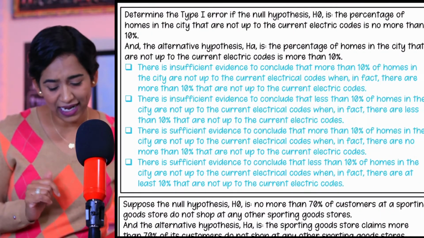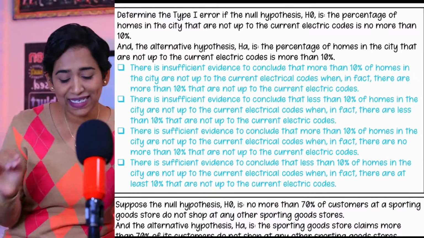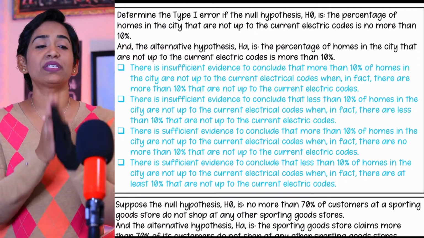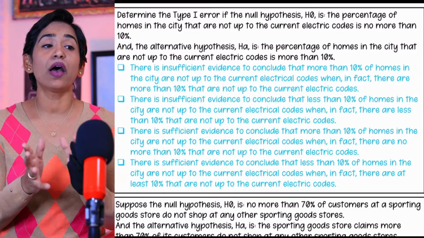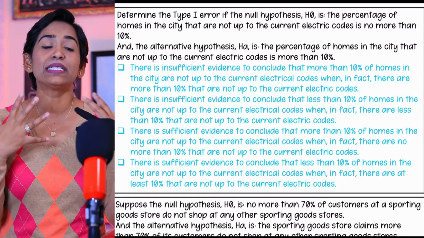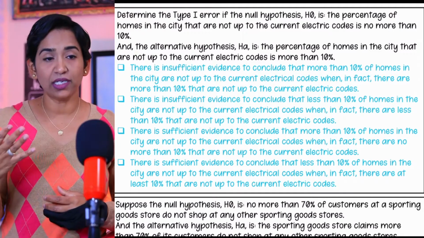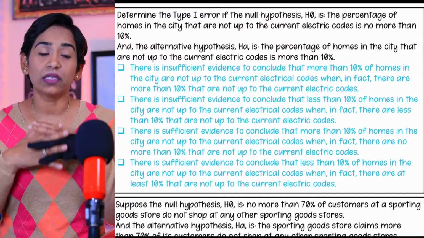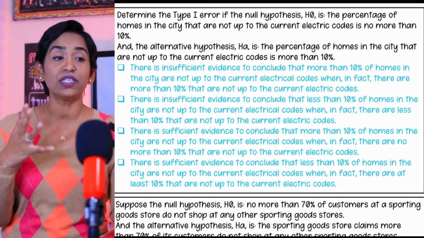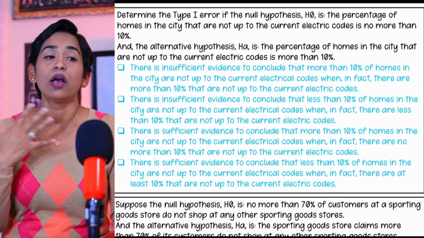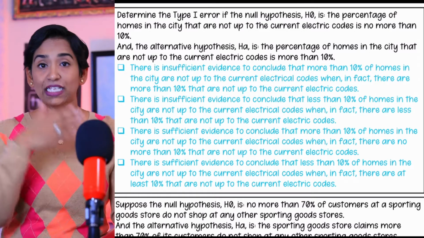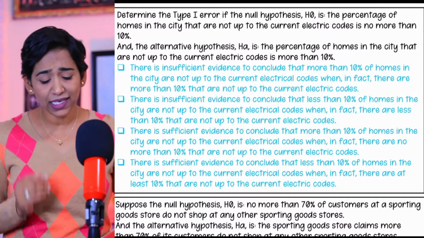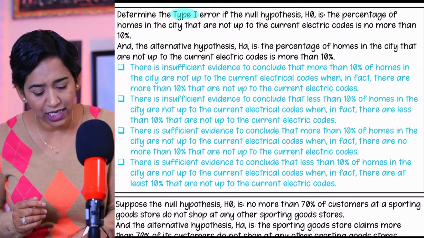Now let's go ahead and take a look at one more. Determine the type 1 error if the null hypothesis is the percentage of homes in the city that are not up to the current electrical codes is no more than 10%. And if the null hypothesis is no more than, then the alternative hypothesis has to be the percentage of homes in the city that are not up to the current electrical code is more than, because they are completely complements of one another. And what are they asking us? So let me go ahead and highlight. They're asking type 1 error.